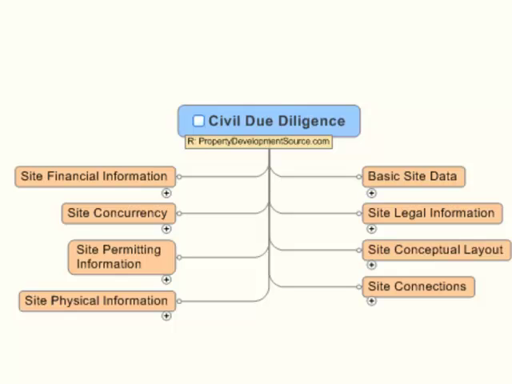Hello, this is going to be a quick overview of the civil due diligence checklist that we use. I'm going to run through this quickly. The first thing you'll notice is I've broken things out into about 8 different areas. They don't have numbers. You don't do these in order.